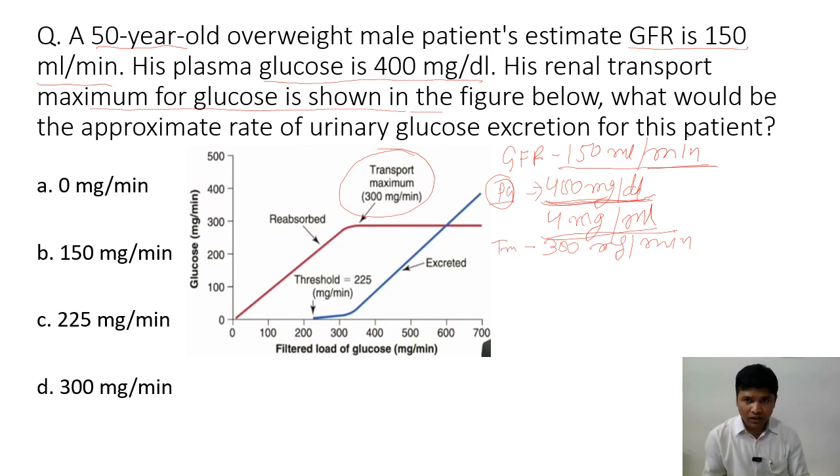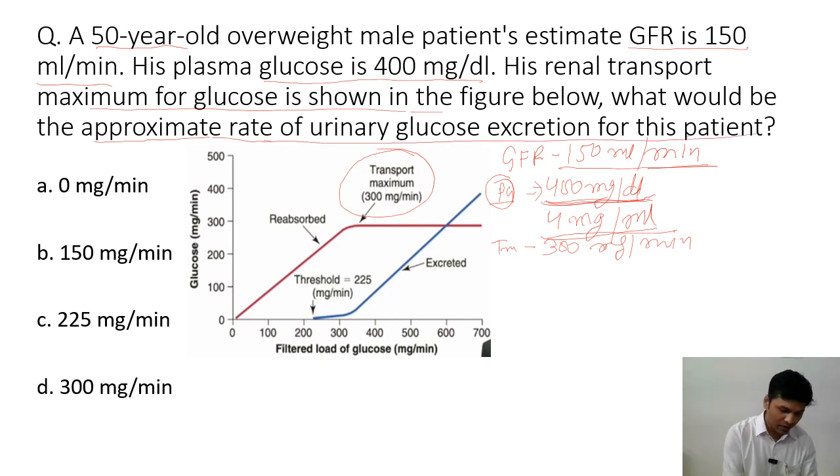So let's see what the question is. What would be the approximate rate of urinary glucose excretion for this patient? It means how much glucose will come in the urine per minute. So we have GFR 150 ml per minute, plasma glucose level 4 milligram per ml, and transport maximum 300 milligram per minute. So let's draw a diagram here.